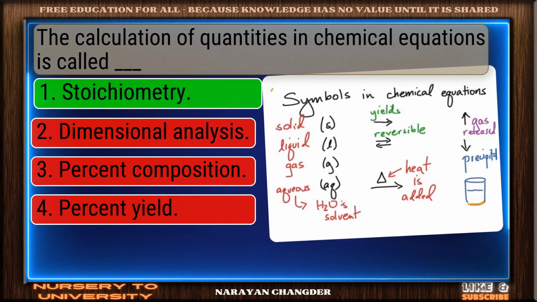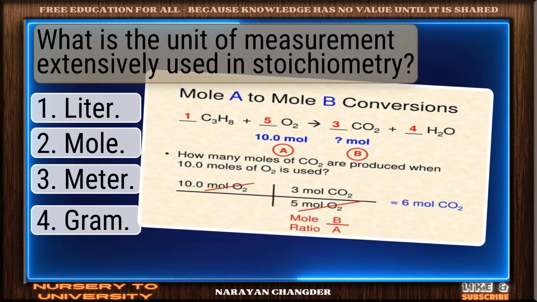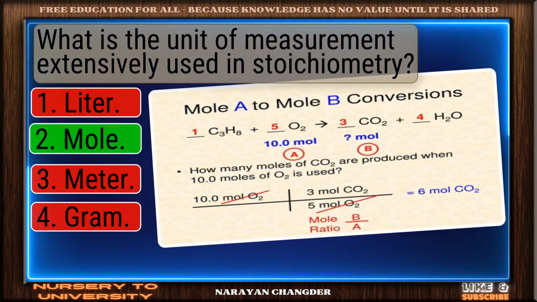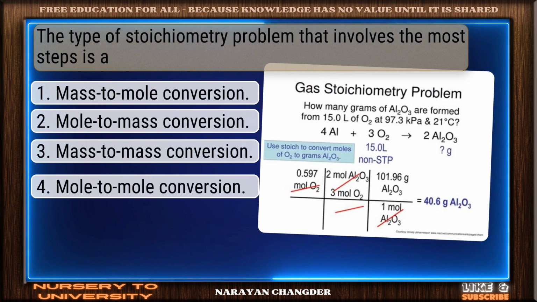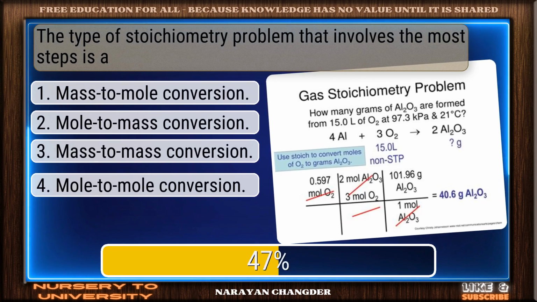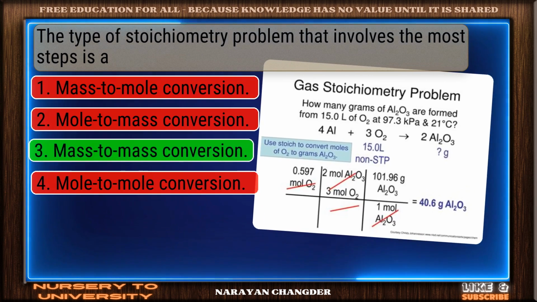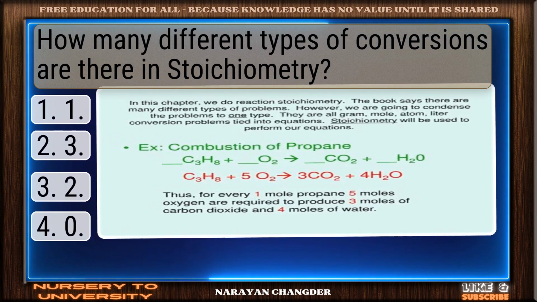Correct response, stoichiometry. What is the unit of measurement extensively used in stoichiometry? Very good, mole. The type of stoichiometry problem that involves the most steps is a... right choice, mass-to-mass conversion. How many different types of conversions are there in stoichiometry?